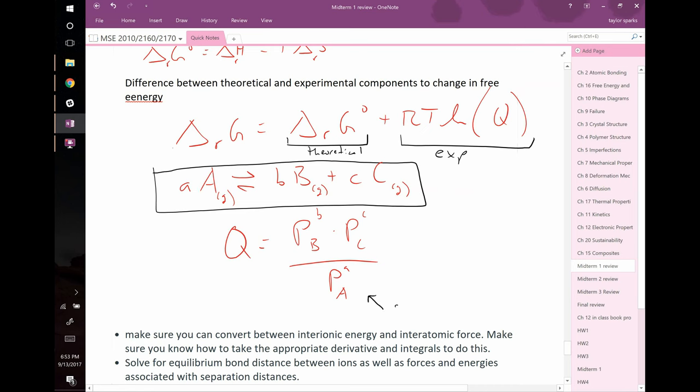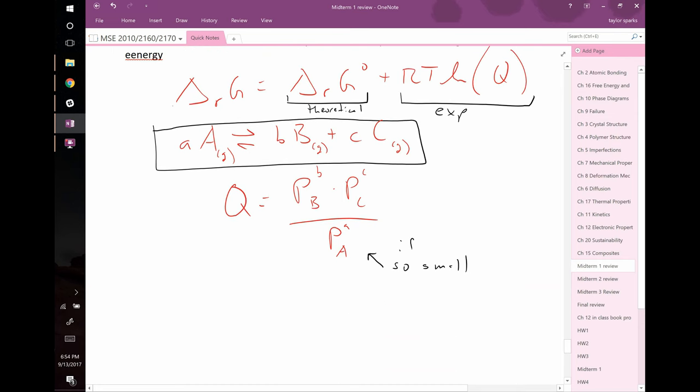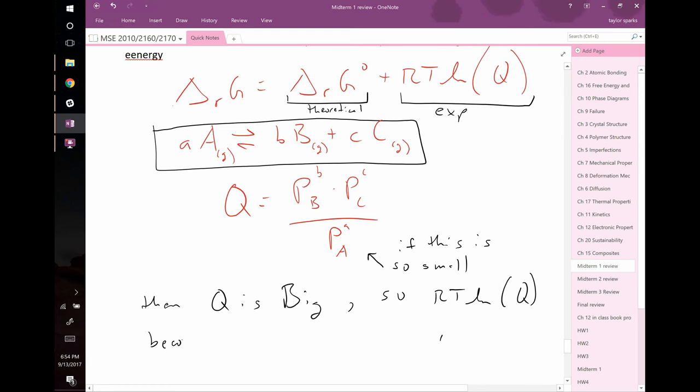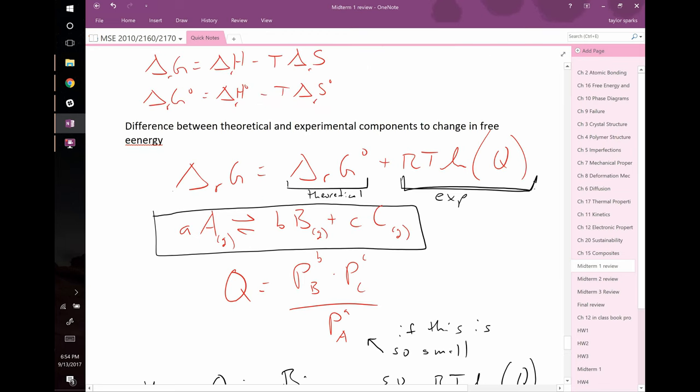If this is so small, then that makes Q really, really large, right? We agree? If Q gets large, what happens to our expression? What is the natural log of Q going to be? It's just going to be another big number. So RT natural log of Q becomes a big positive number. You could imagine that even if delta RG naught was a big negative number, this could be a larger positive number to make it not happen. Overall, when you add those together, you get a positive delta RG and the reaction is not spontaneous.